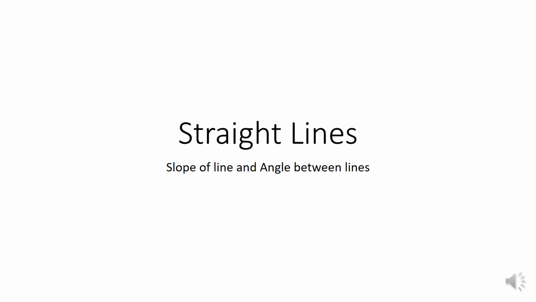In this topic, we'll discuss what we mean by slope and how to find the angle between lines. So let us discuss what we mean by slope. In 10th standard we have learned the general equation of a line, that is ax plus by plus c equal to 0. That is nothing but the general equation of any line in space.